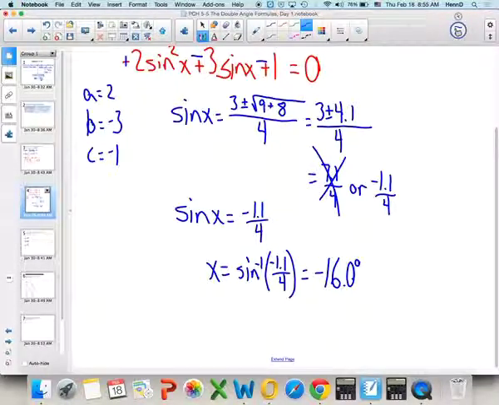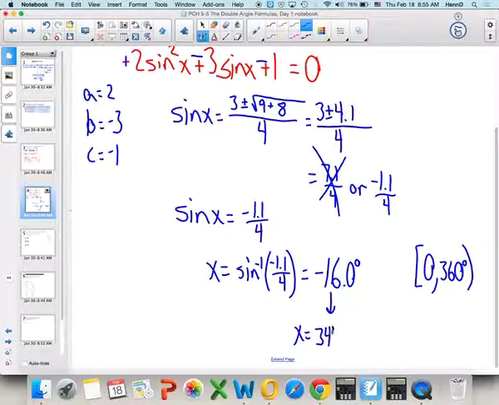Alright, so yeah, since we're in degrees, if I want answers from 0 to 360 degrees, I should add 360, and this is in which quadrant, by the way? The fourth. That's the fourth quadrant. So this gives me 344. x is 344 degrees.